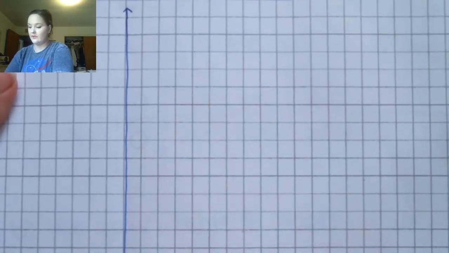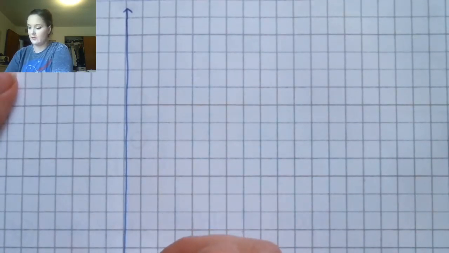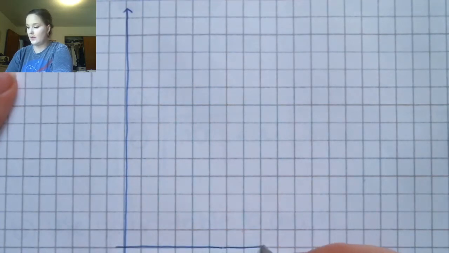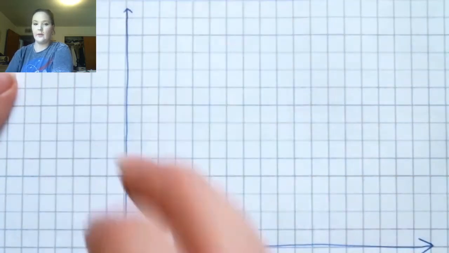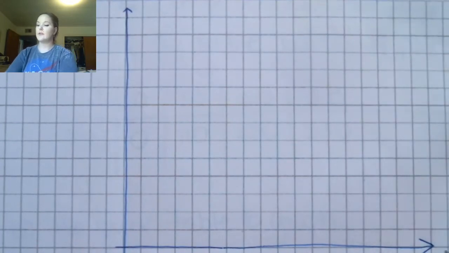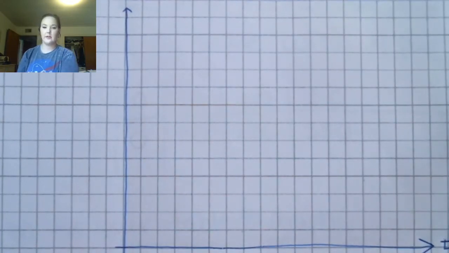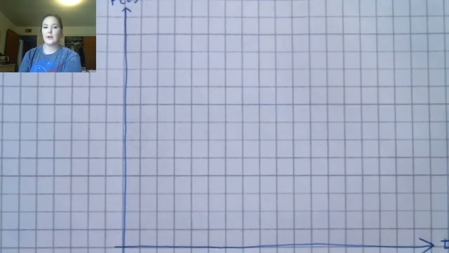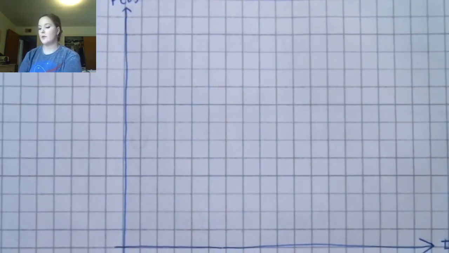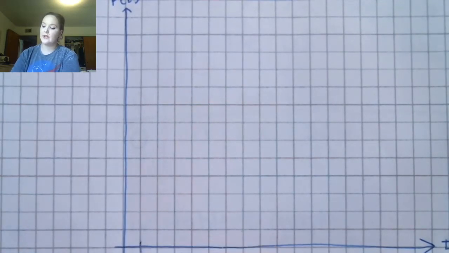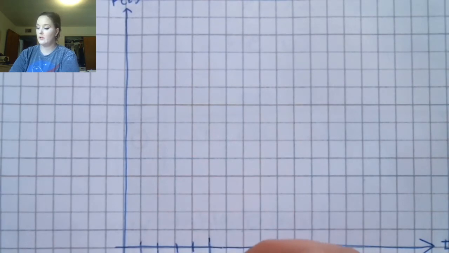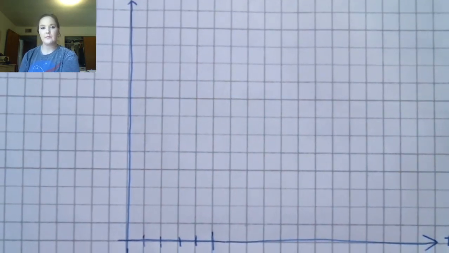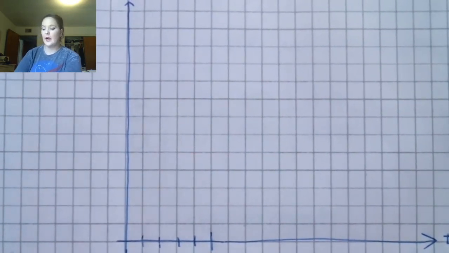I do still want it to fit in the window here though. Okay, there we go. Now my T values, remember your input always goes here, where your output always goes up here. My T values were 0, 10, 20, and 30. So I'm going to go by tens here: 10, 20, 30, 40, 50. And then I'm going to see how I should do this.